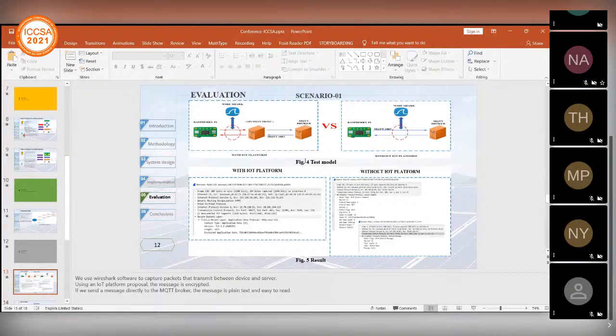In this test, we use the Wireshark software to capture the messages transmitted between the thing and the server. If we use the IoT platform, the message will be encrypted. Without the IoT platform, the message is as in a LAN test, and we can easily read the information. The test result is illustrated in figure 5.